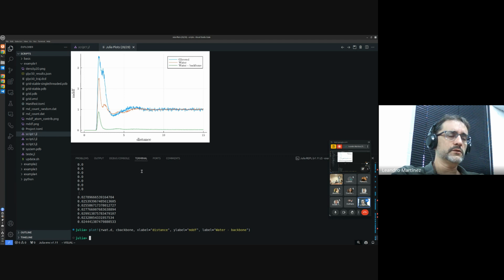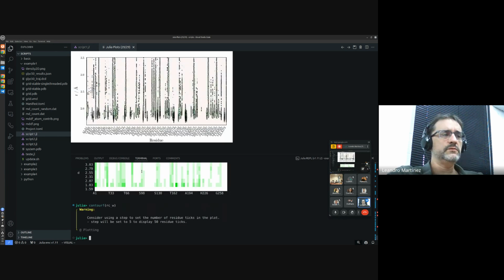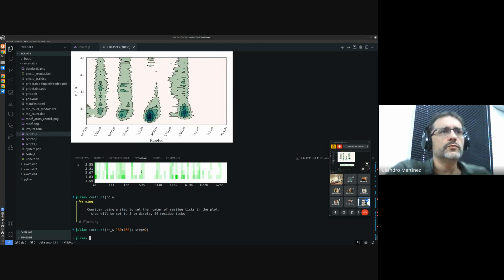But let's go directly to the residue contributions of water, which will be the residue contributions of our water to the residues of the protein. And we have the same sort of plot. It can be plotted by this command. And again, we have the same sort of profile. We can now plot the range between 100 with the step 2. We see the water interactions with the same region of the protein.